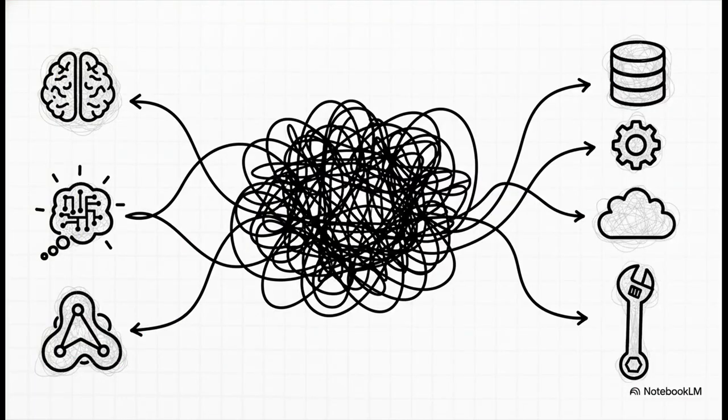For developers, this creates a situation that's, well, a total nightmare. It's called the N by M problem. So just imagine you've got N different AI models and M different tools. If you want them to talk to each other, you have to build a custom connection for every single pair. The result is just this chaotic mess of code that is impossible to manage or scale. It's just brittle and awful.